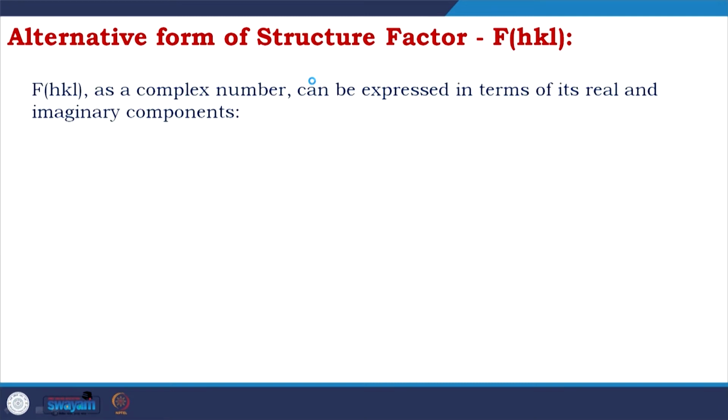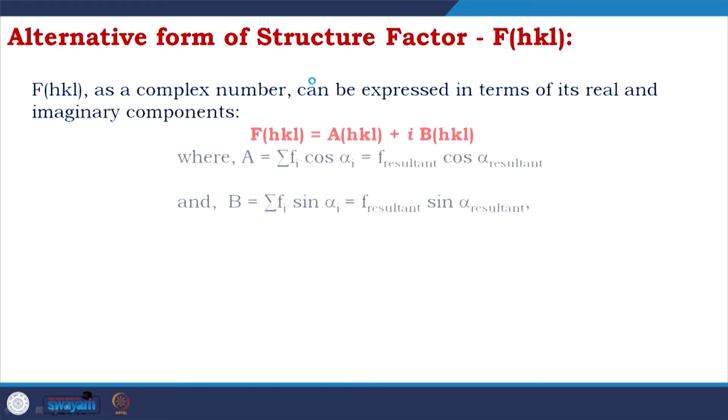So, FHKL as a complex number can be expressed in terms of its real and imaginary components. FHKL equal to A_hkl plus i B_hkl, where A equal to summation Fi cos alpha i, equal to F resultant cos alpha resultant, and B equal to summation Fi sin alpha i. So, this alpha, or phi, is the phase angle.